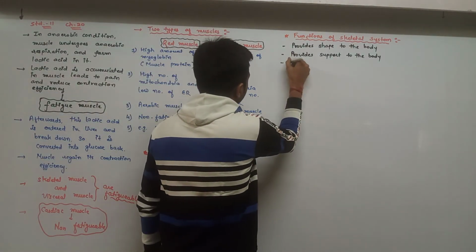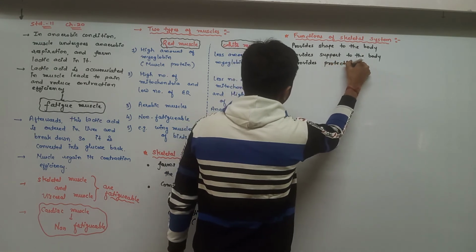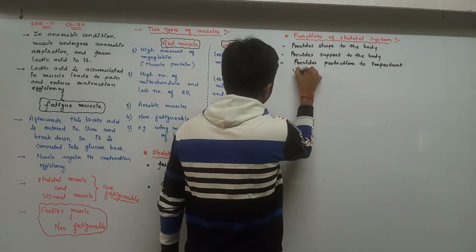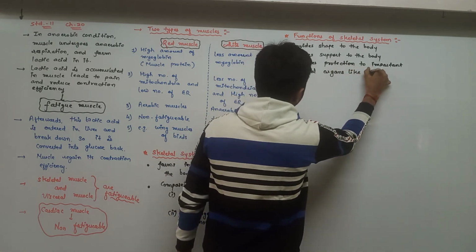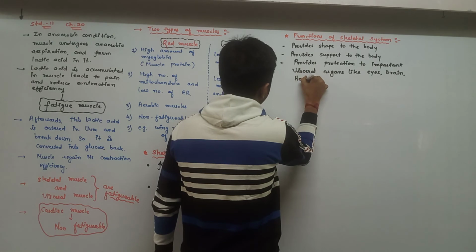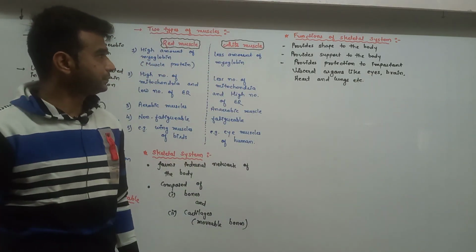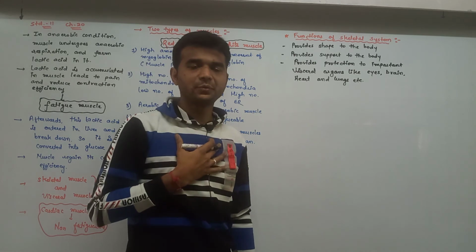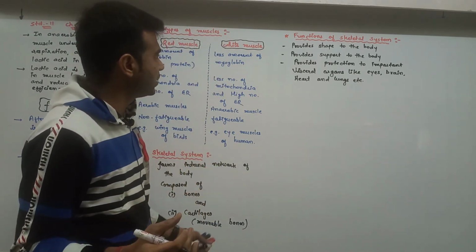It provides protection to important visceral organs like eyes, brain, heart, and lungs, etc. You know that eyes are protected in the skull, the brain is protected in the head region, lungs are protected in the rib cage, and the sternum protects the heart. So visceral organs, the important organs of our body, are protected.